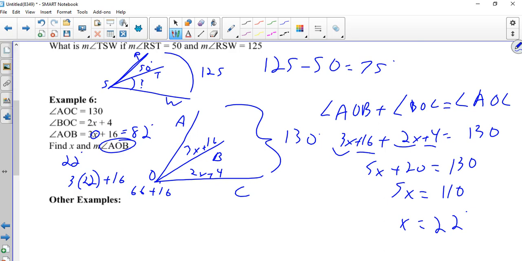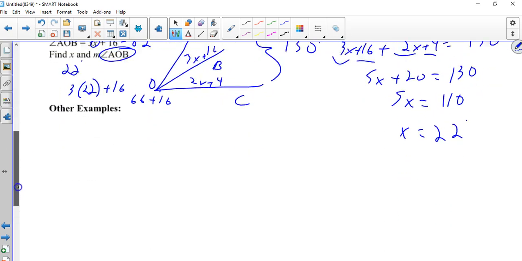And if you wanted to find BOC, you could substitute 22 in. 22 times 2 plus 4. Or just do 130 minus 82. Either way would be fine.